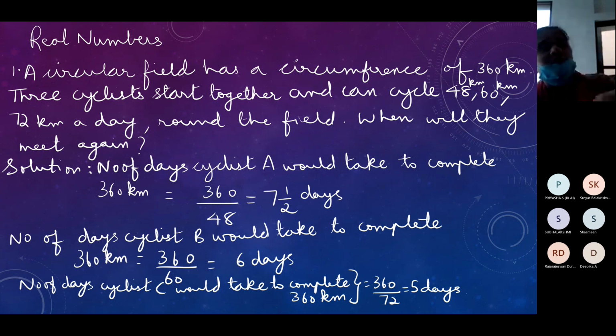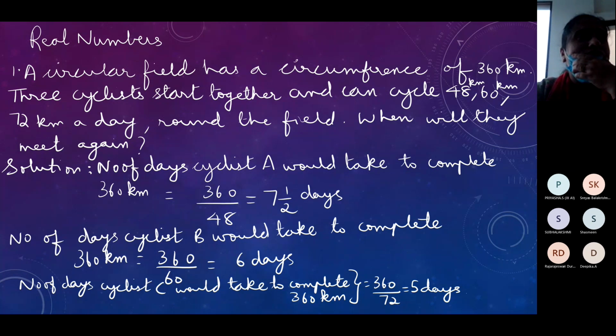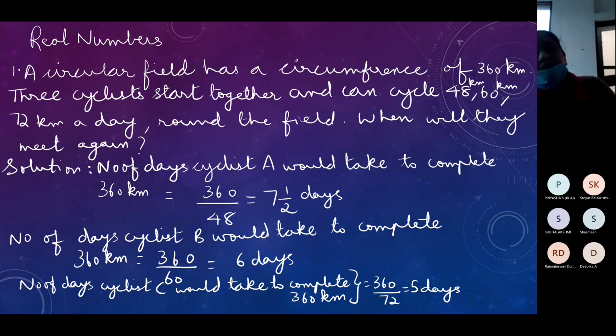No, see, they may not meet when they cover one round. What kind of an answer are you expecting? More than 7.5. See, a circular field has a circumference of 360 kilometers. 3 cyclists start together and cycle 48, 60 and, okay, I understand your doubt. You assume that they stop after covering 360 kilometers. No, they keep going till they meet.